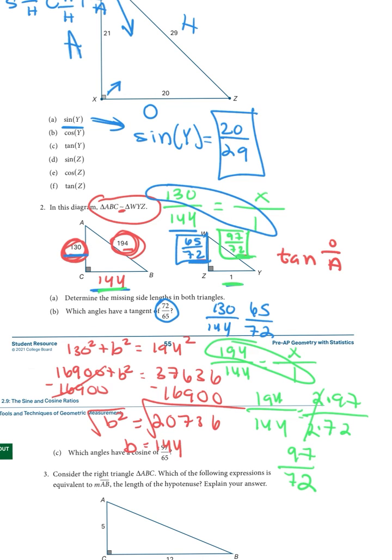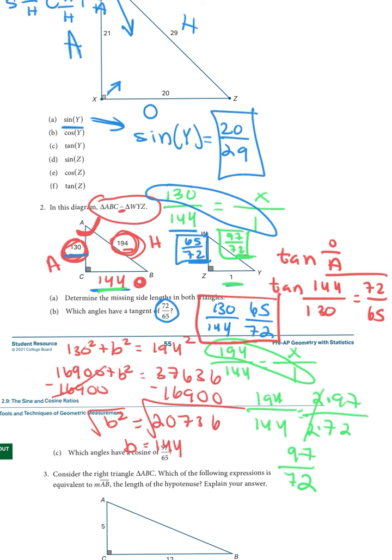So that means that if my A was my angle, then this would be my opposite, this would be my adjacent, and this would be my hypotenuse. So let's see if that works. So tangent O is 144 over 130. And we have already established that reduces to right here, we got 65 over 72, but since my numbers are switched, this is also going to switch, which is 72 over 65, which is what they want.